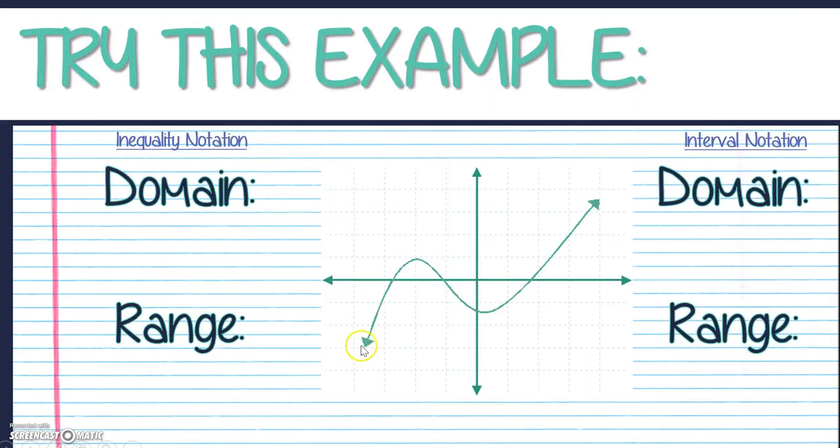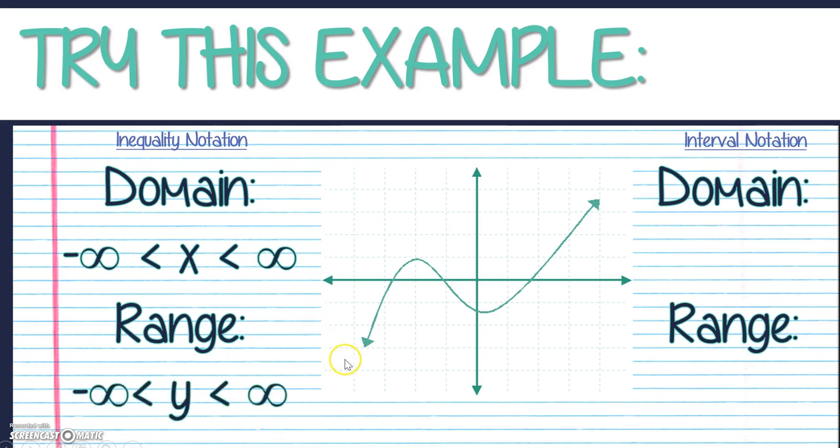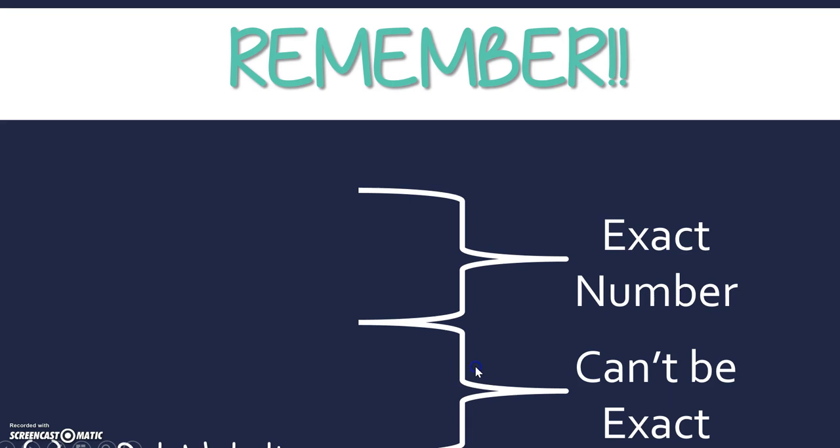All right, this one again, we have the arrows. So our domain is going to be negative infinity because it's going to keep going and going to the left, to the left, to the left. And then it's going to keep going to the right, to the right, to the right. So we have positive infinity. And then our range is going to keep getting lower and lower and higher and higher. And again, we have the parentheses because it can't be equal to infinity.